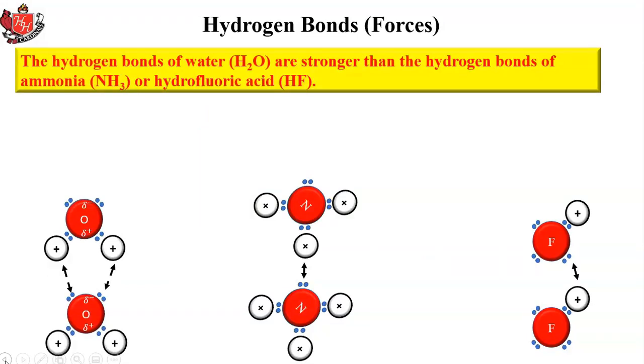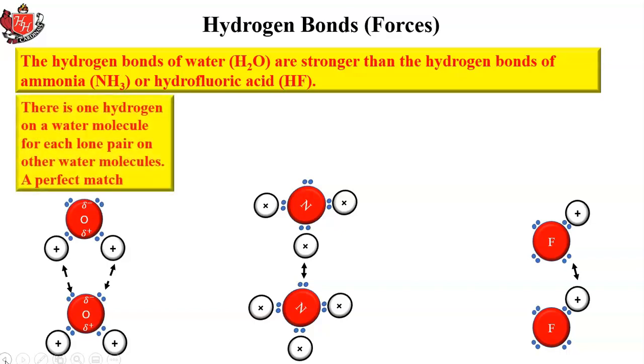So hydrogen bonds of water are stronger than the hydrogen bonds of say, ammonia, NH3, or hydrofluoric acid, HF. Why would that be? Well, as you can see, water has two lone pairs and two hydrogen atoms. So that's a 1-to-1 correspondence. So if you have a lot of water molecules, then every hydrogen atom on a water molecule somewhere in that water is going to find an unattached lone pair. So it's a 1-to-1 correspondence because you have two hydrogens and two lone pairs on each water molecule.